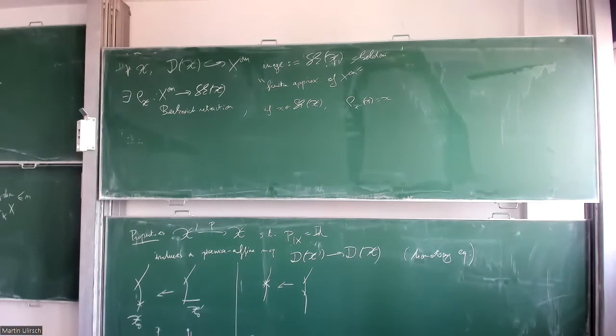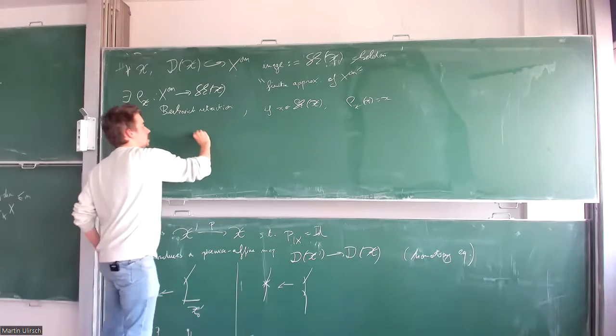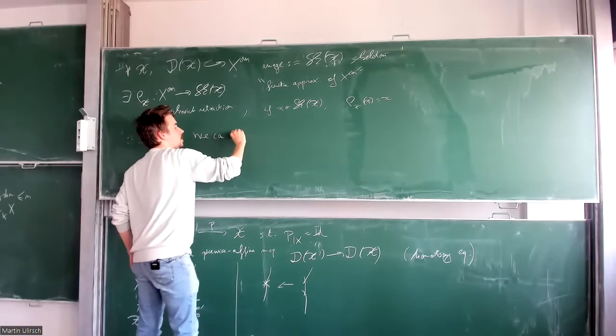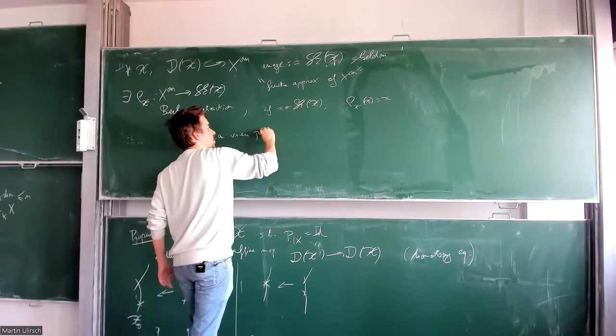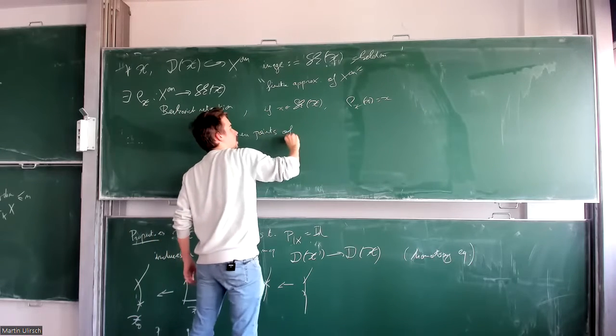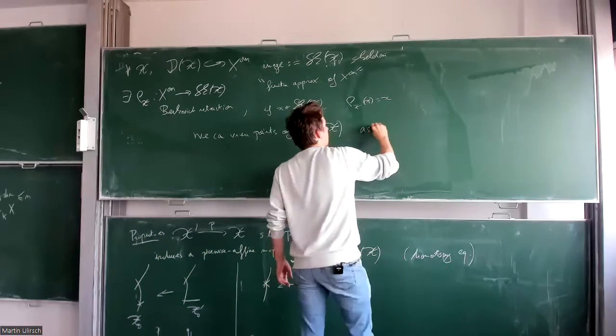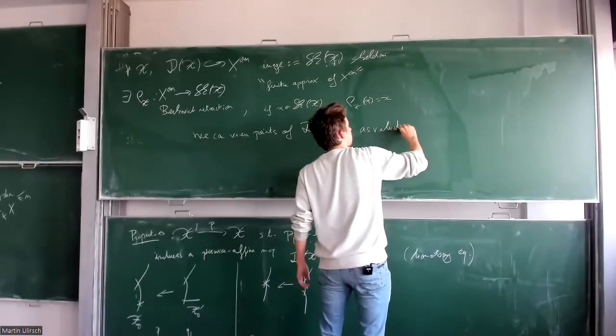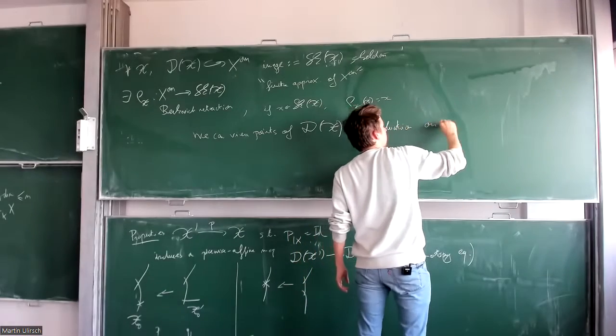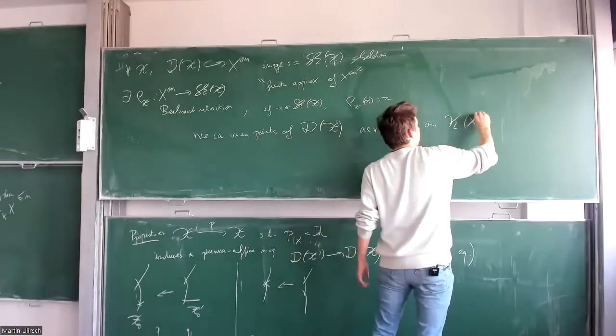What this means is that we are viewing points. We can view points of curly D of curly X as valuations on the function field of X.